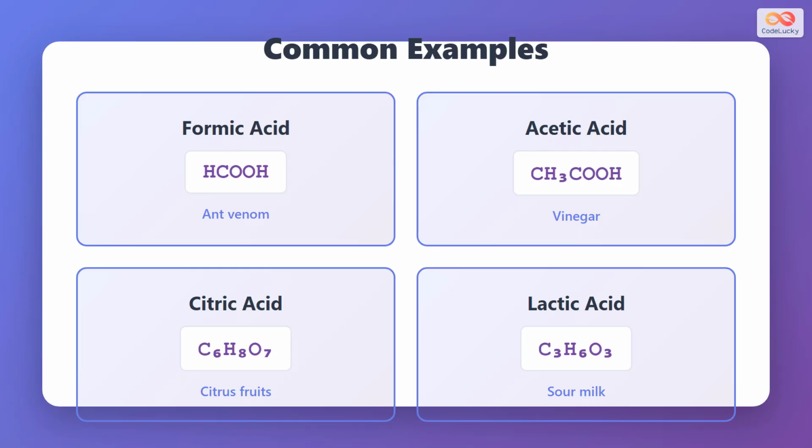Let's look at some common carboxylic acids you may already be familiar with. Formic acid, with the formula HCOOH, is found in ant venom and is the simplest carboxylic acid. Acetic acid, CH3COOH, is the main component of vinegar and gives it its characteristic sour taste. Citric acid, with the formula C6H8O7, is abundant in citrus fruits like lemons and oranges. Lactic acid, C3H6O3, is produced in muscles during exercise and is also responsible for the sour taste in fermented milk products.